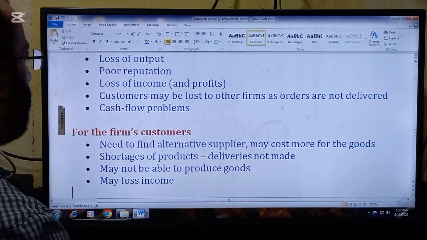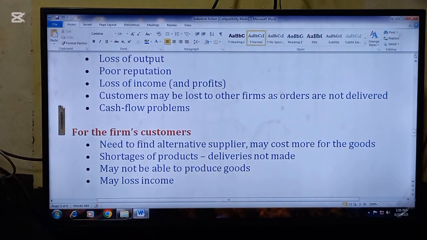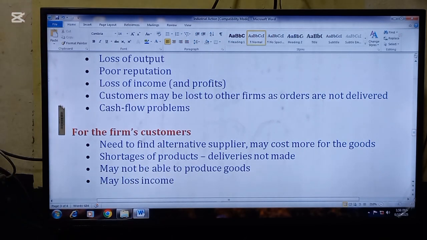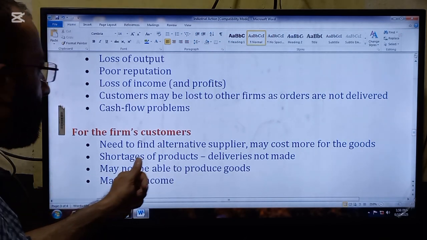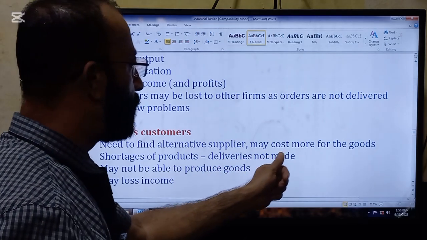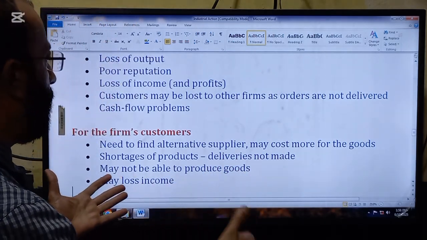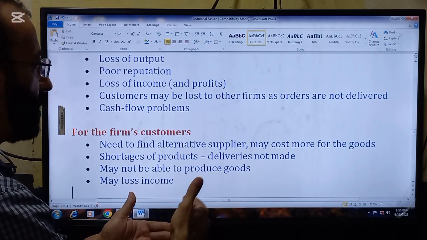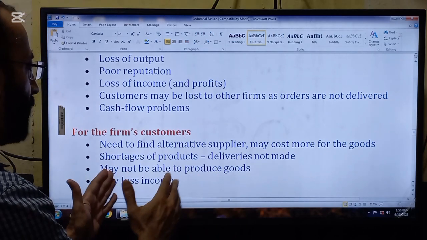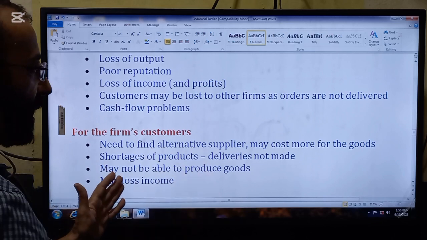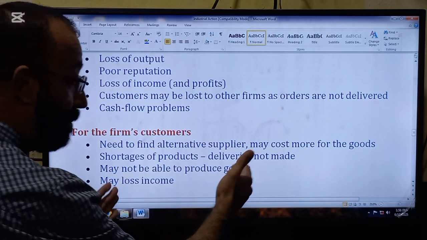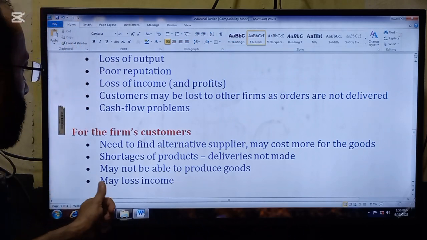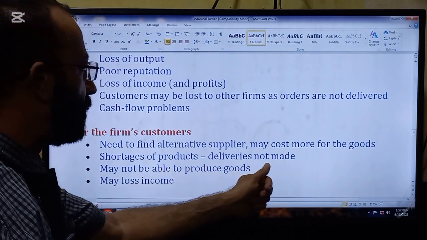Next we are going to read the harmful consequences of the industrial action for the firm's customers. First is need to find an alternative supplier may cost more for the goods. Definitely, the firm to whom they have put their order is unable to deliver it, so they have to find an alternative supplier, and in this case they may have to pay more for the goods.